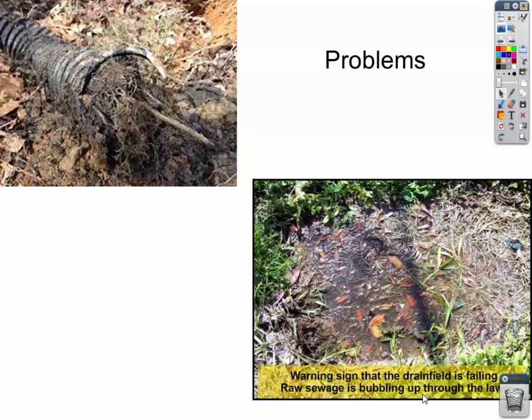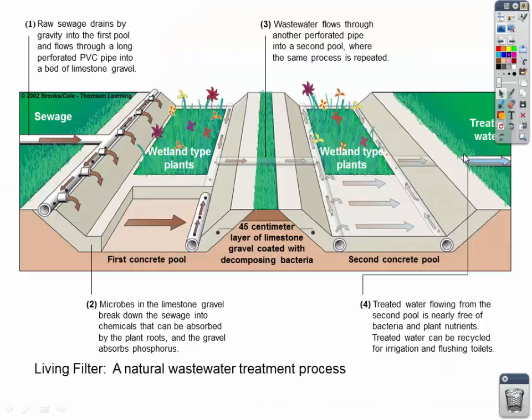Never flush anything down the toilet that shouldn't go down. Even in public sewer, never flush anything that should not go down. Okay? All right, so being first world technologies, we have sewage treatment facilities, we have on-site septic systems, but in the developing world, they don't have such luxuries. So what is one of the solutions for wastewater treatment? One of the solutions is called a living filter. Okay, this is a natural wastewater treatment process.